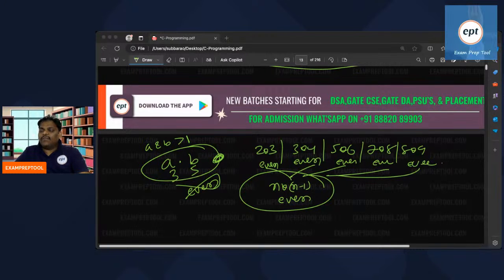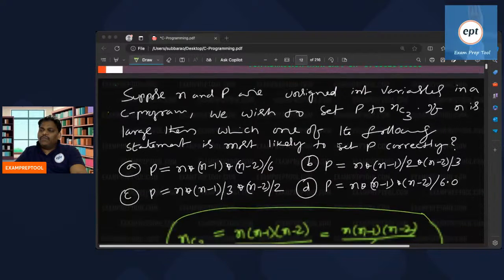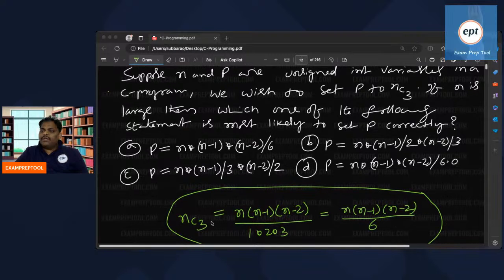Now I am giving answer. Everyone observe. Listen everyone now. NC3 means n into n minus 1 into n minus 2 by 6. Everyone know? This is the meaning of NC3. And one more important thing is multiplication of two numbers which are side by side, that is always even. Remember everyone.